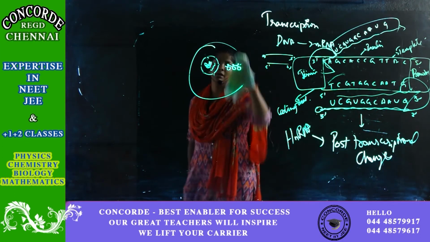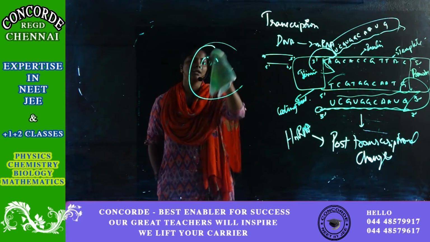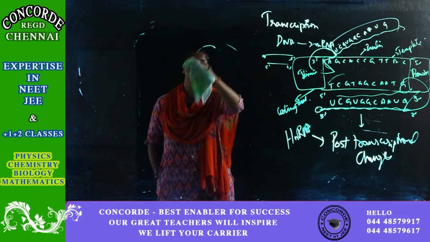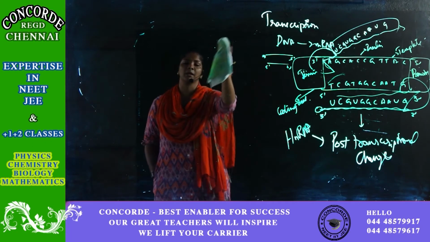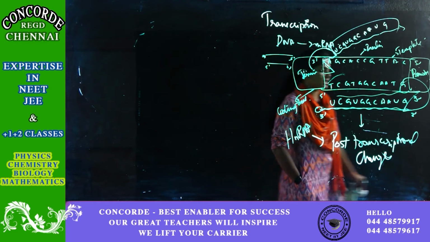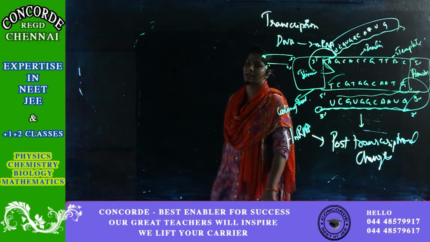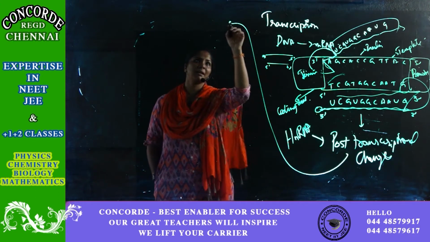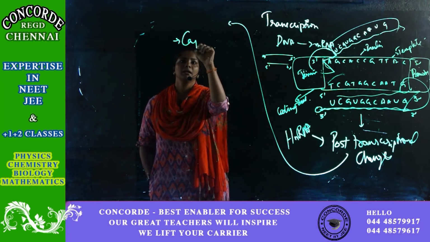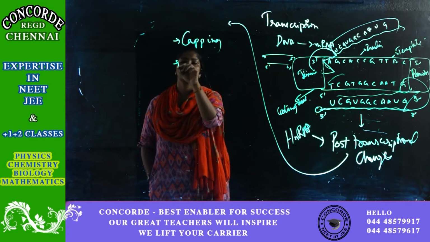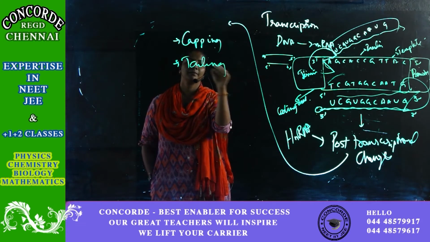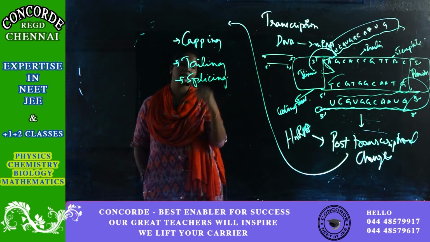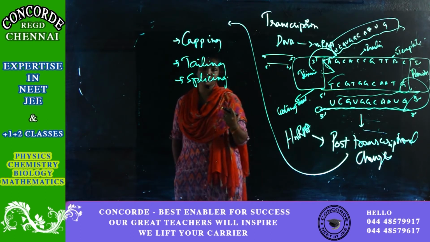I told you this will happen only in eukaryotes, because in prokaryotes there is no requirement for all these processes. When transcription happens, the translation will also parallelly start. Now, what are these post-transcriptional changes? You have three main steps. One is capping, second is tailing, and then splicing. So capping, tailing, and splicing are the three steps in the post-transcriptional changes.